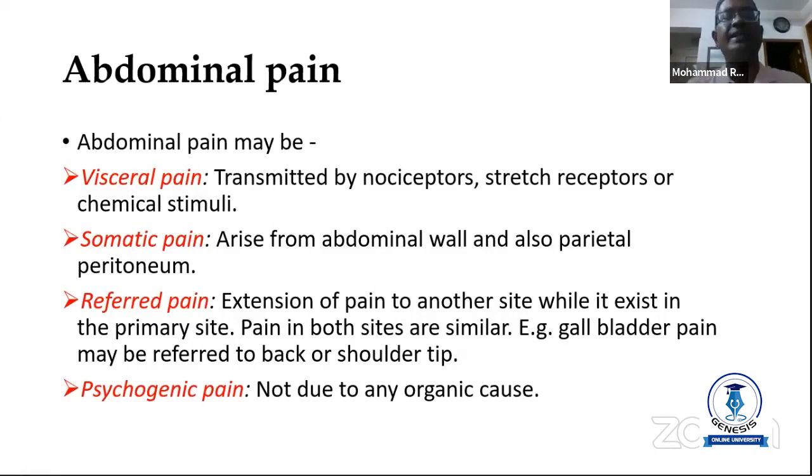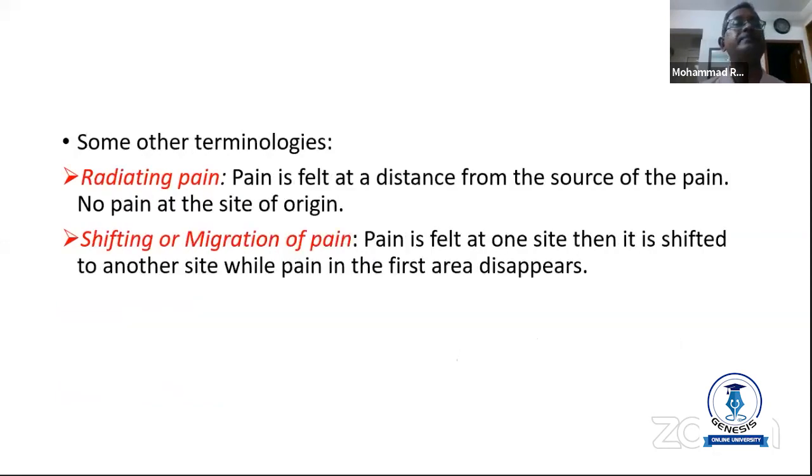So whenever we think of a patient with right hypochondriac pain, we have to take the history of whether the patient has right shoulder pain or pain in the lower part of the scapula. And some patients also have psychogenic pain, not due to any organic cause. I will come to that.